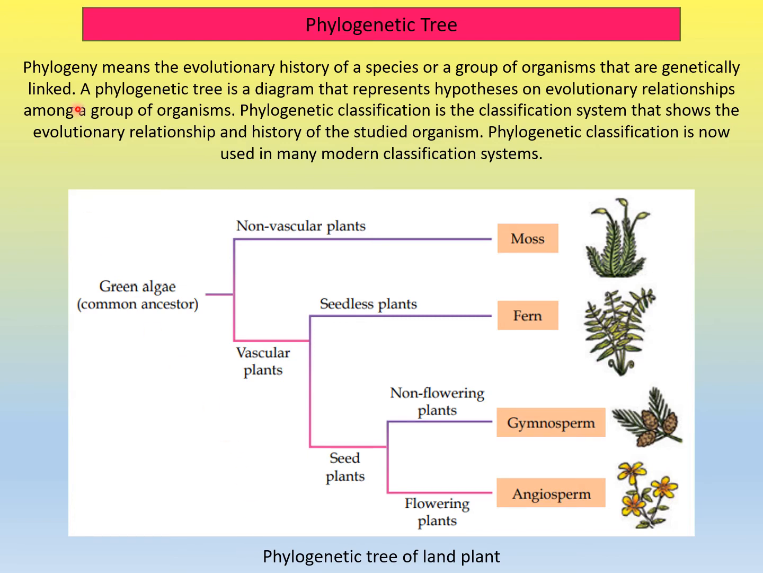Phylogenetic tree. Phylogeny means the evolutionary history of a species or a group of organisms that are genetically linked. So this is the phylogenetic tree of land plants. The scientists believe that all the land plants originate from the green algae. So the ancestor of land plants is the green algae. So a phylogenetic tree is a diagram that represents hypotheses on evolutionary relationship amongst a group of organisms. So phylogenetic classification is the classification system that shows the evolutionary relationship and history of the studied organisms.